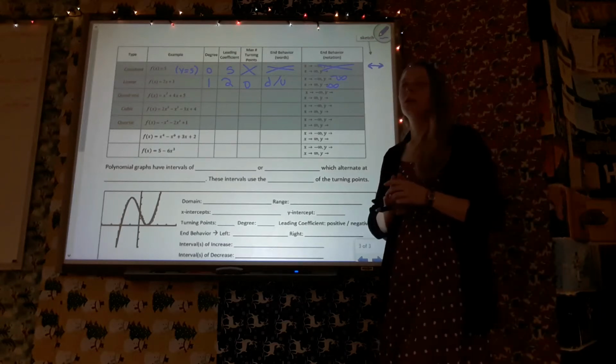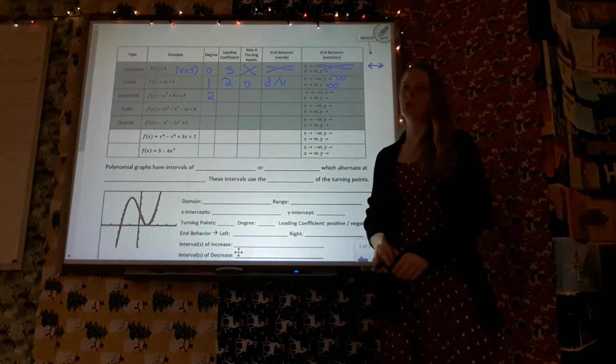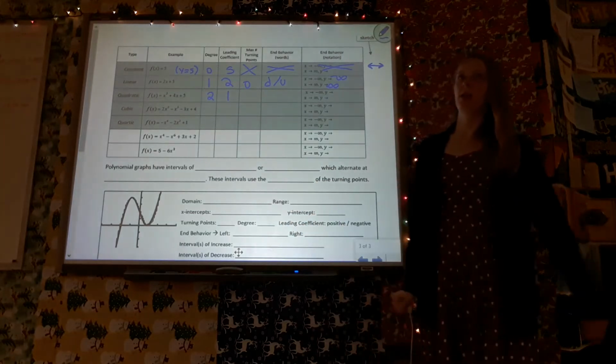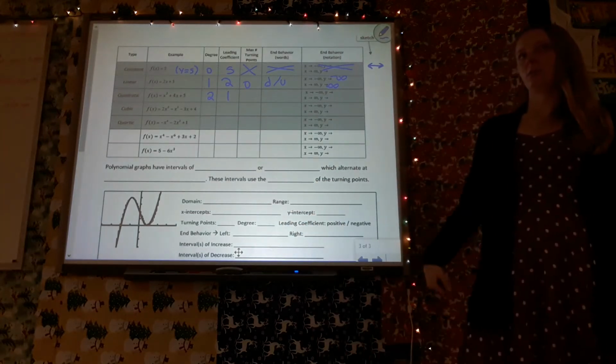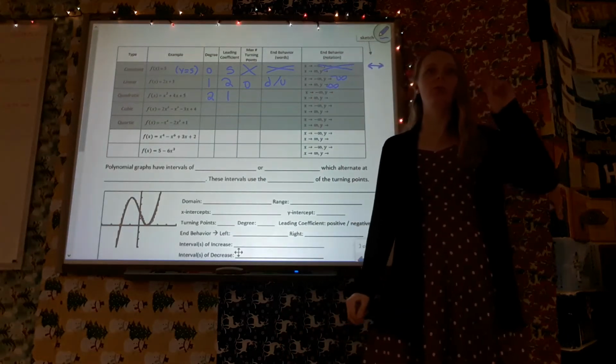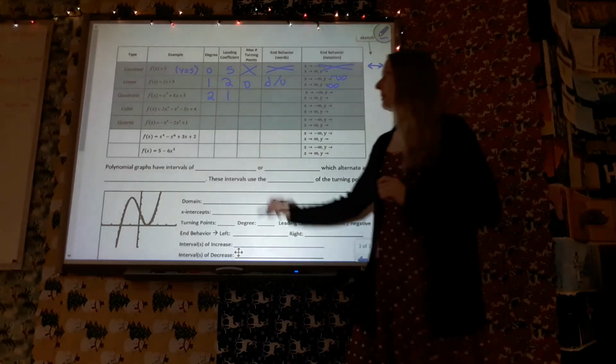Alright, next up is quadratic. What's the degree? 2. The highest exponent is 2. What is my leading coefficient? 1. Okay, so now again, think carefully. This is an even degree, and it's positive. So when it's even, they're both going in the same direction, and it's positive. Up, up.